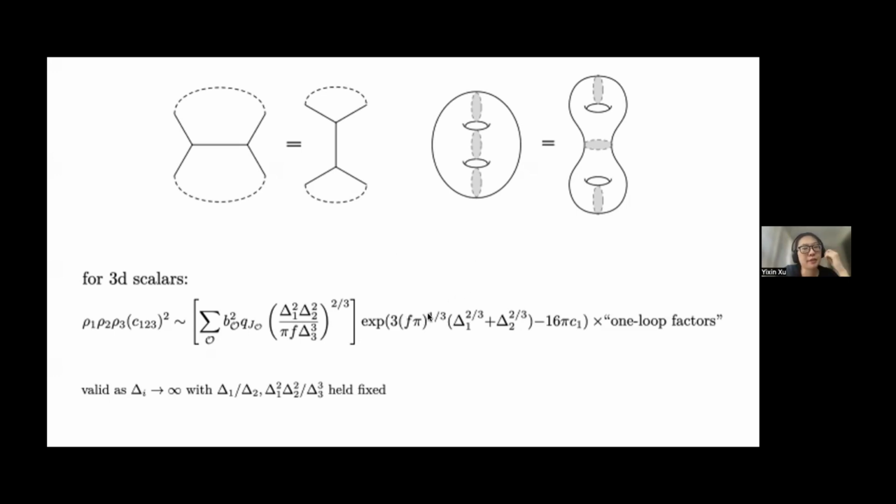Inside this exponential factor, F and C1 are theory-independent Wilson coefficients. And I will also explain what they mean later as well. This asymptotic relation is valid in the limit when delta 1, delta 2 go to infinity with the same rate, and delta 3 goes to infinity faster than delta 1 and delta 2. But of course, in this first slide, I left out a lot of one-loop factors, and I kept things rather schematic. You don't have to worry about this. I will show you the full-fledged form of this OPE asymptotic in the last slide.